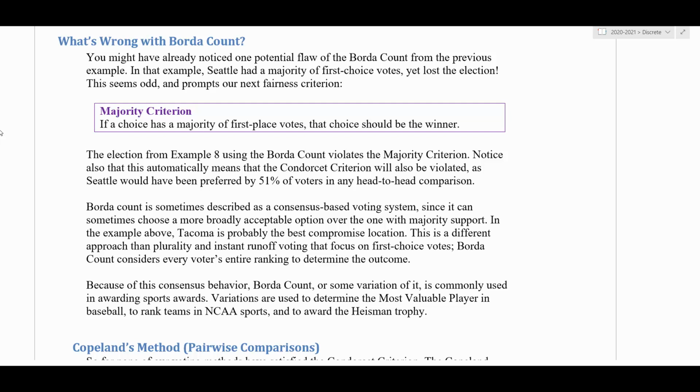Hey guys, welcome back. We are going to be talking about problems with the Borda count, and we're going to learn a new voting method today called Copeland's method. So we'll just get right to it here.